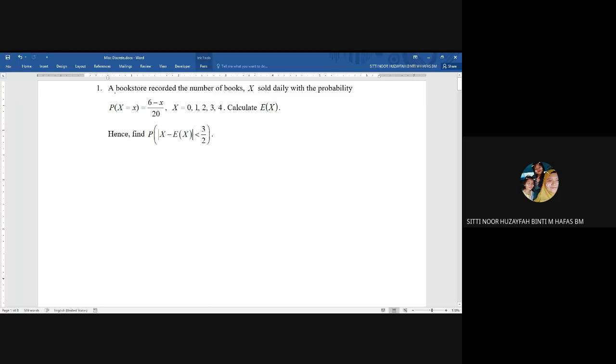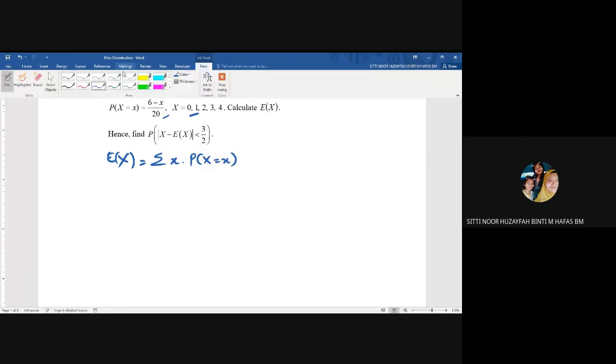Okay, so for question number 1, a bookstore recorded the number of books X sold daily with the probability of X equal to a function of (6 minus X) over 20, with X equal to 0, 1, 2, 3, and 4. So we have the values of X and we have the function for the probability. So calculate the expected value of X. Directly, we know the expected value of X is equal to the summation of X multiplied by its probability.